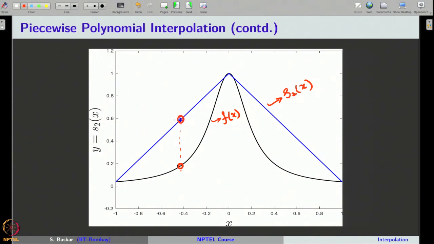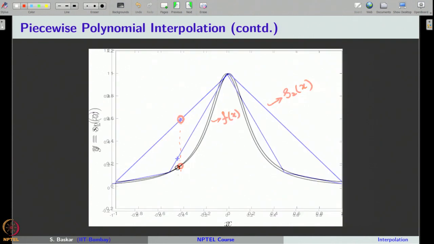Let us go on increasing the number of nodes in the interval. Now, remember, when we increase the number of nodes in the interval, we are not going to increase the degree of the polynomial. Rather, we will be increasing the number of pieces in the piecewise polynomial interpolation. Let us observe how these points are located on the graph of the corresponding functions.